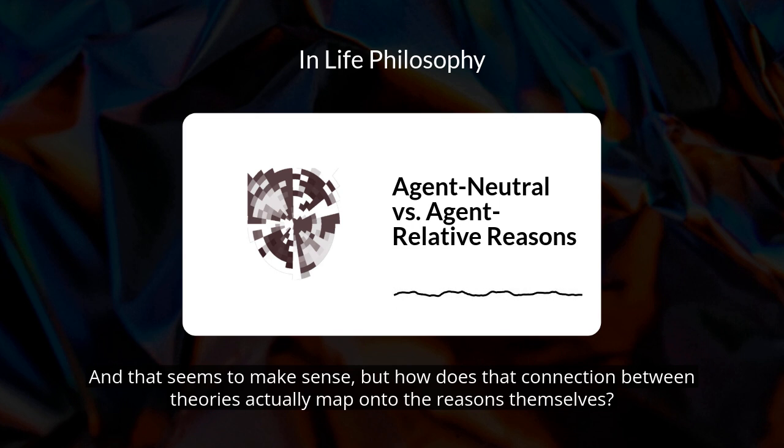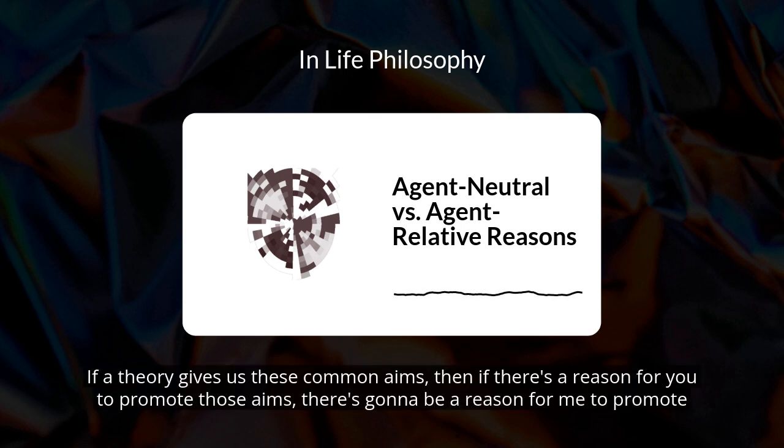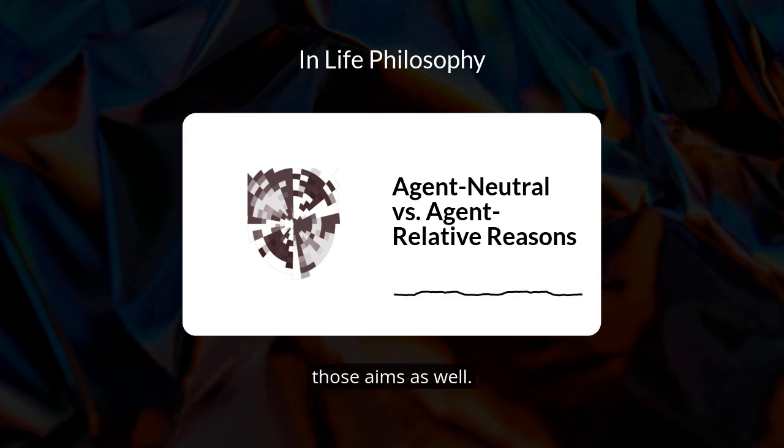That seems to make sense. But how does that connection between theories actually map onto the reasons themselves? How do we get back to that? Well, think about it this way. If a theory gives us these common aims, then if there's a reason for you to promote those aims, there's going to be a reason for me to promote those aims as well, right?